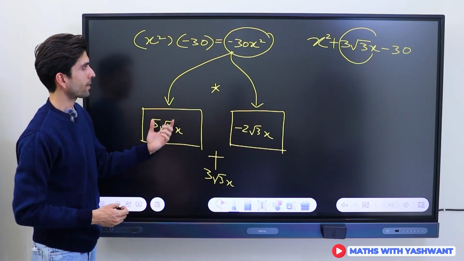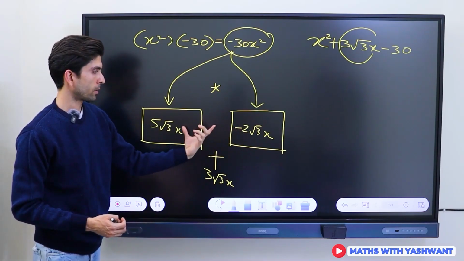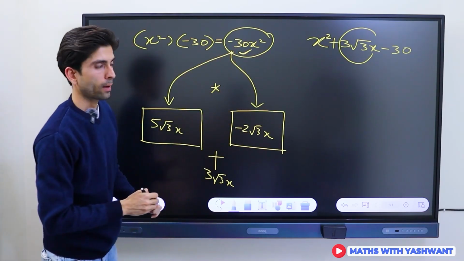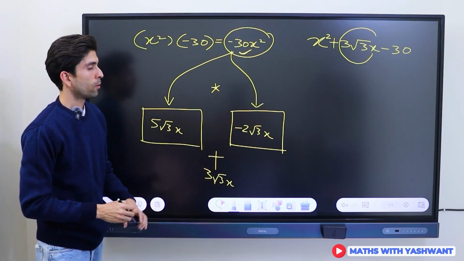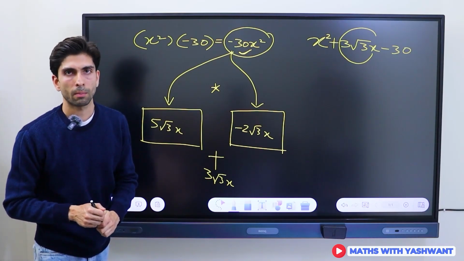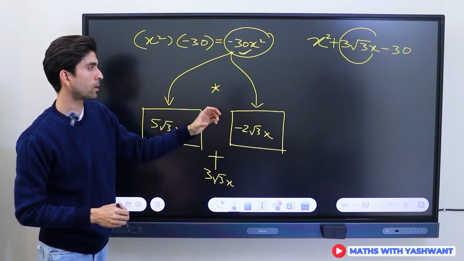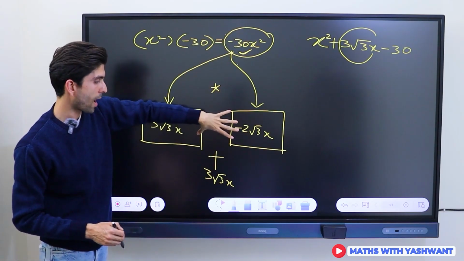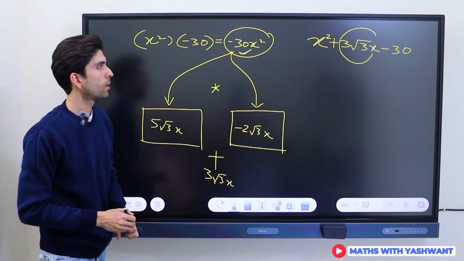So 5 root 3x and minus 2 root 3x. If you multiply these two splitted parts, you will get minus 30x squared. And if you add these two splitted parts, you get 3 root 3x. So it is the very crucial working rule of middle term splitting method. You have to always check both the constraints. Like you have to multiply, you must get minus 30x squared, and you have to add the splitted parts and you must get the middle term, right?